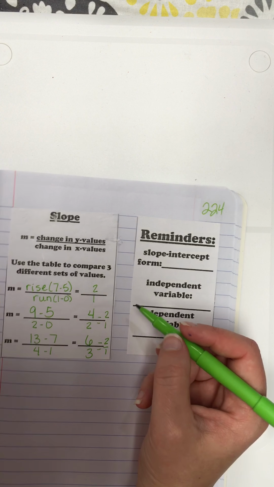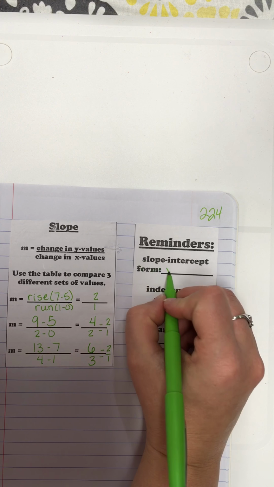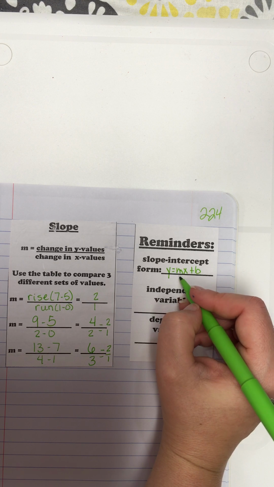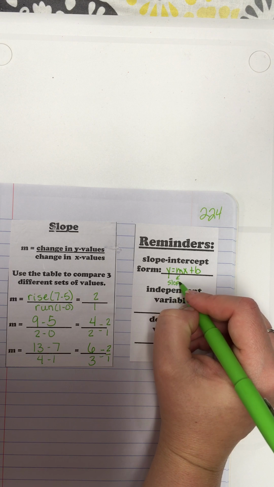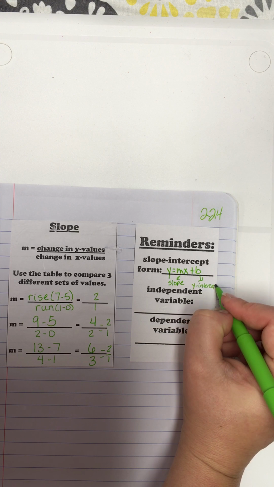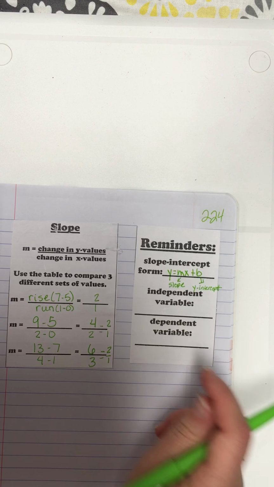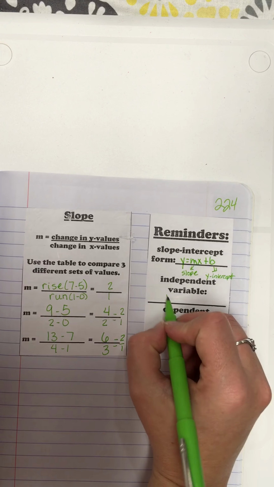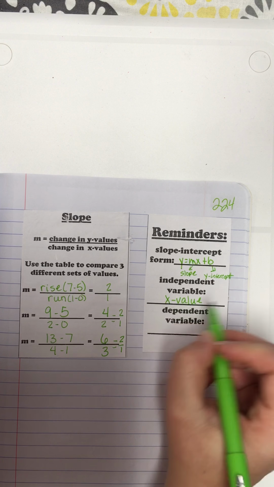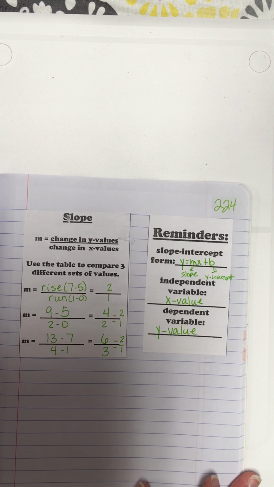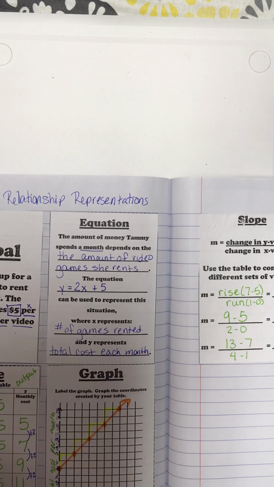Okay? So quick reminders. Slope-intercept form is that y equals mx plus b. m is your slope. And b is something that we're not talking about just yet, and that's your y-intercept. And that is that starting point that we have over here, that one-time fee, a starting point, something we already have, okay? The independent variable is the x value, and the dependent variable is the y value, okay? So that is linear relationship representations.